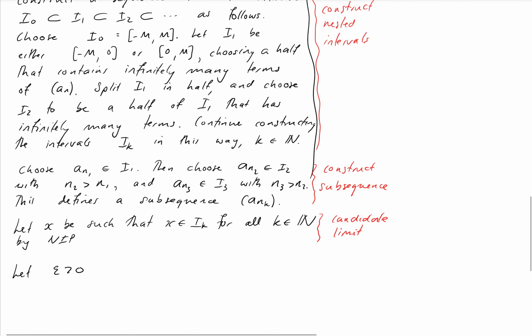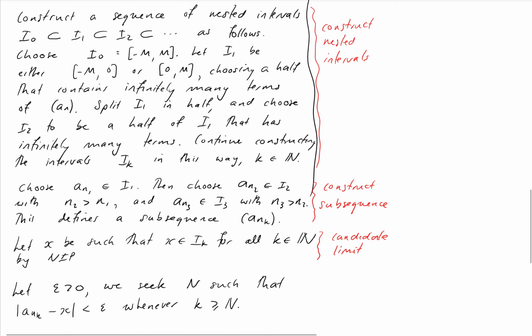Let epsilon be greater than 0. We seek N such that, now just to get the language right, the absolute value of a_{n_k} minus x is less than epsilon whenever k is greater than or equal to N. Okay, don't forget k is the index for our subsequence, so I'm going to state it as k, not little n here.